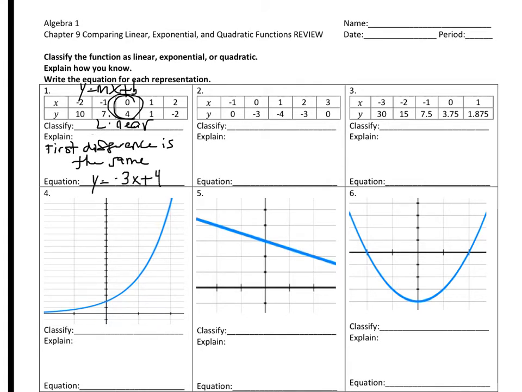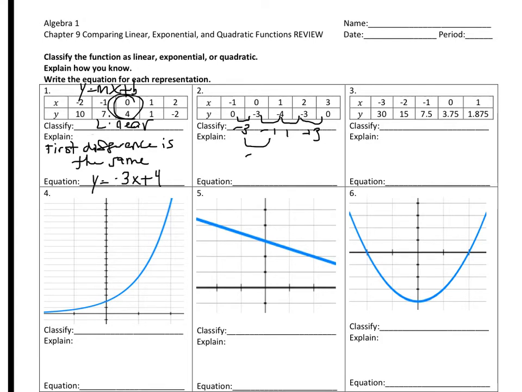Okay, the second question, classify. Well, from 0 to negative 3, we have negative 3. From negative 3 to negative 4, we have negative 1. And from negative 4 to negative 3 backwards, we have to add 1. And then we're adding 3 again. Okay, well, all these are different, so it can't be linear. So now let's go to the next one.